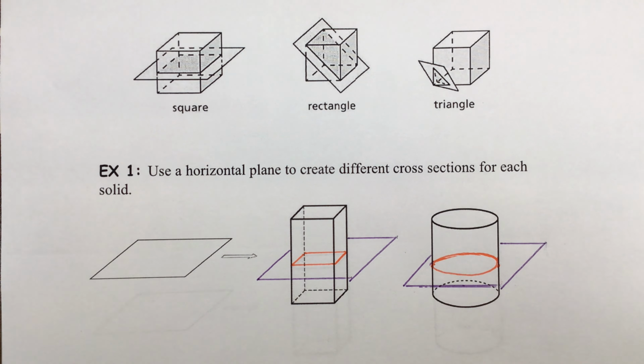And then for the cylinder, if you don't use a horizontal plane going through it, but if you cross it at some sort of an angle here, you would actually end up getting an ellipse. You'd get an ellipse from that.